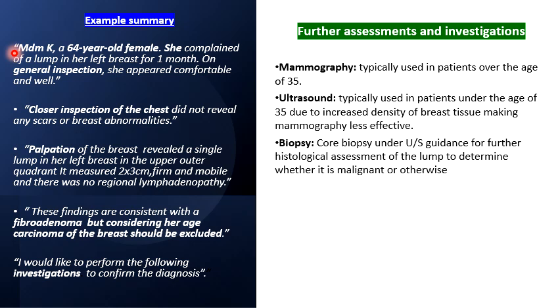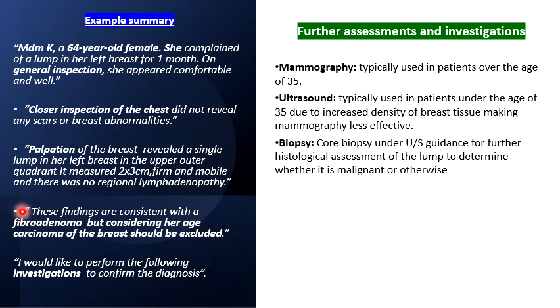Madam K, a 64-year-old female, complained of a lump in her left breast for 1 month. On general inspection, she appeared comfortable and well. Closer inspection of the chest did not reveal any scars or breast abnormalities. Palpation of the breast revealed a single lump in the upper outer quadrant of her left breast. It measured 2 by 3 centimeters, firm and mobile, and there were no signs of regional lymphadenopathy.